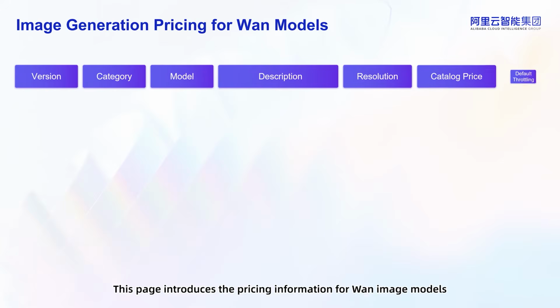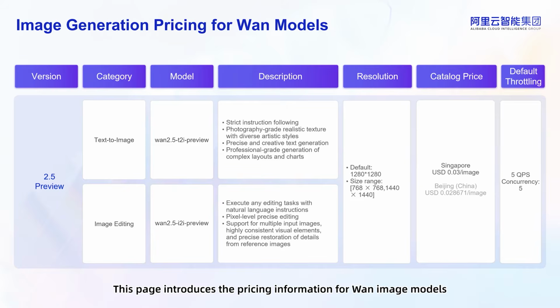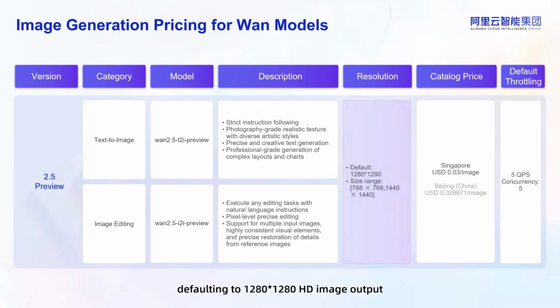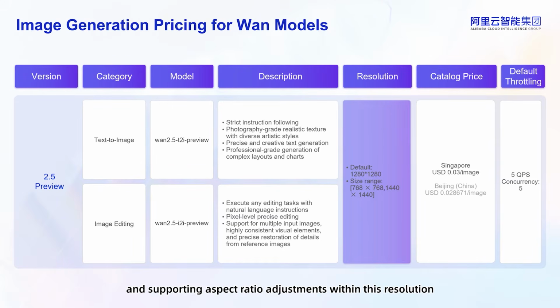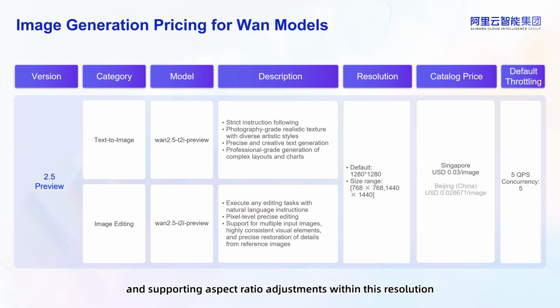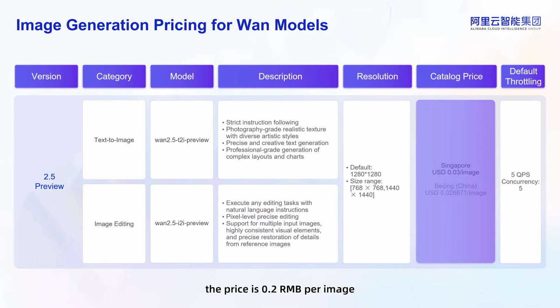This page introduces the pricing information for Wan image models. Our image models are also highly cost-effective, defaulting to 1280 times 1280 HD image output and supporting aspect ratio adjustments within this resolution for flexible adaptability. Domestically, the price is 0.2 RMB per image, and overseas, it is $0.03 per image.